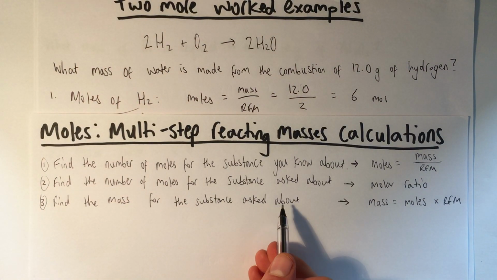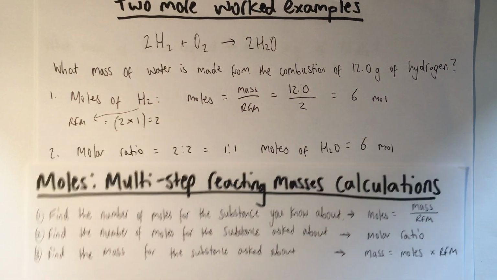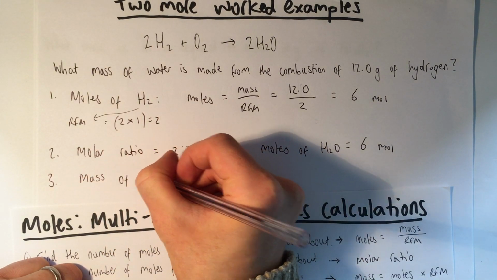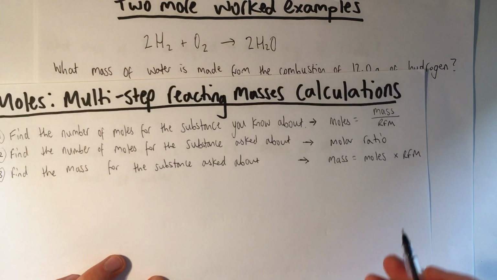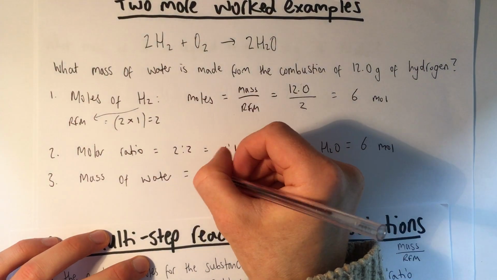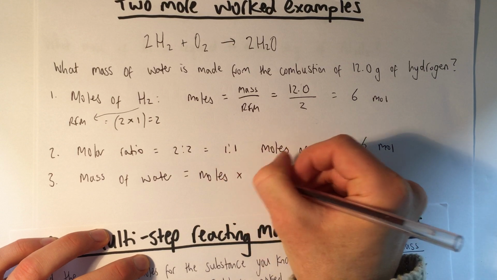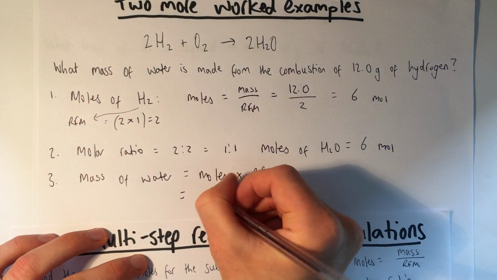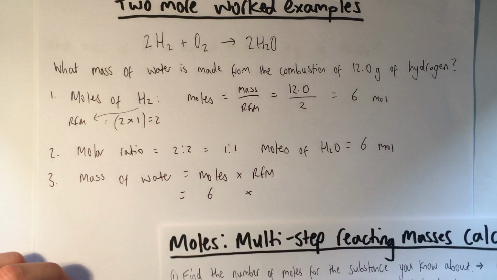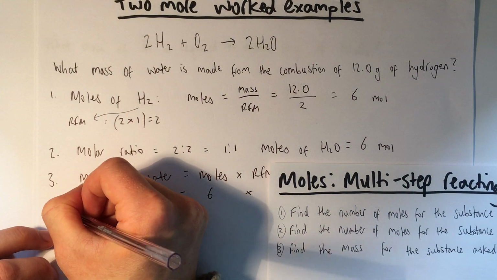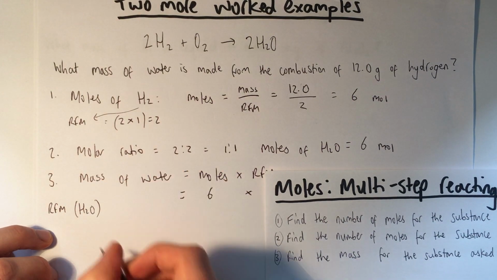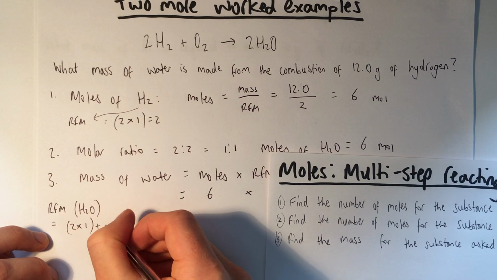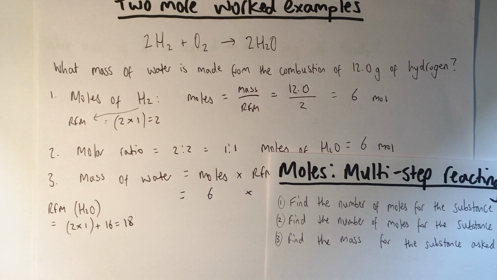Okay, so now we can do the last step. Find the mass for the substance that we've actually been asked about. And in this case, that's the water, of course. So mass of water, the equation we use for this is the moles times the relative formula mass. We've just worked out the number of moles of water, it's 6. And we need to know the relative formula mass of water. So the relative formula mass of H2O is going to be, there's 2 lots of hydrogen atoms, so 2 times 1, and 1 oxygen atom. So it's 18 in total.